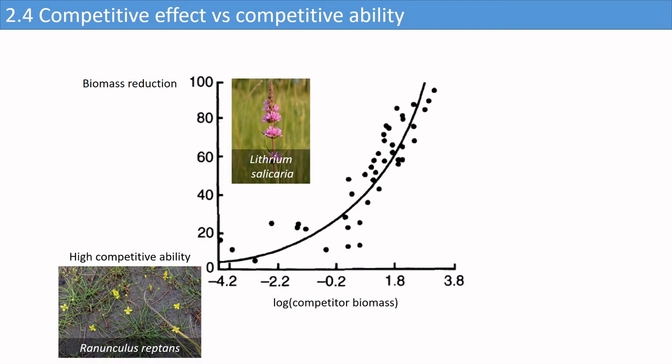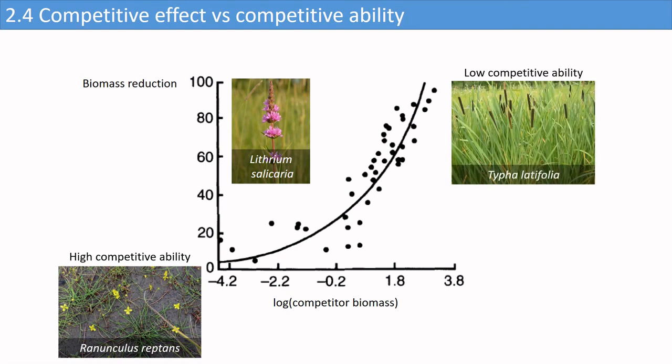So with or without competition, when you grow these two plants together, Lythrum is always going to be very big. Whereas when you grow Lythrum salicaria with plants that are much bigger, such as Typha latifolia here, the biomass reduction is over 95%. So when Lythrum salicaria faces competition by Typha latifolia, its competitive ability is very, very low. So once again, competitive ability and competitive effect are not absolute values. They depend on the plants that are competing with each other.